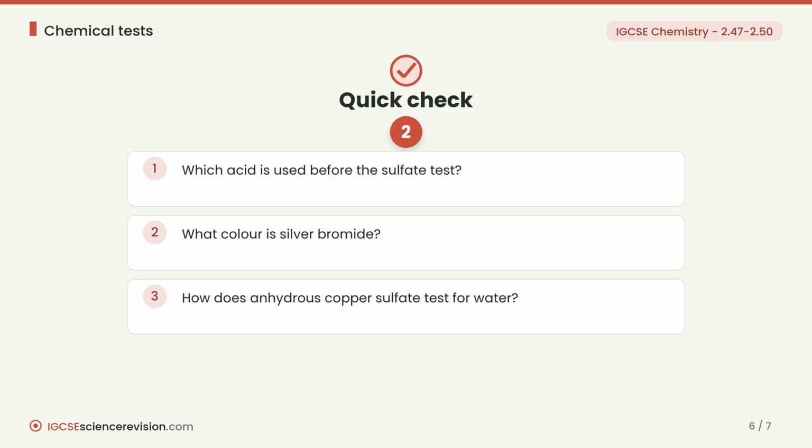3, 2, 1. Here are the answers. 1. Dilute hydrochloric acid. 2. Cream. 3. It changes from white to blue.